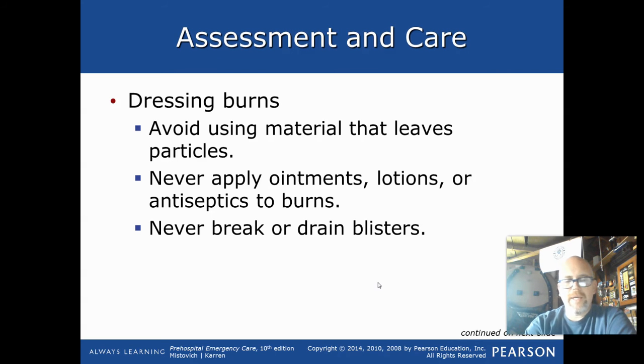Excuse me, never apply. You're going to open up most first aid kits and find burn creams. Don't use them. They don't work. There's reasons for them for minor burns, but for severe burns, this just traps the heat in. We don't want that. Okay, we want to make sure the heat comes out one more time. Water, water, water. It's the best thing we can use. Never break or drain blisters, as I was saying.